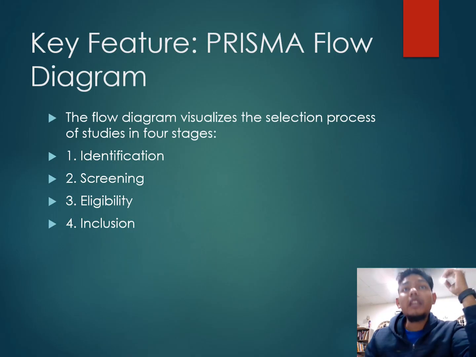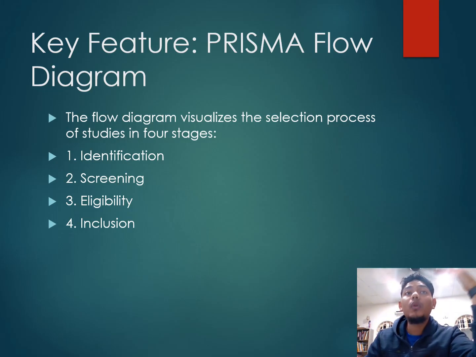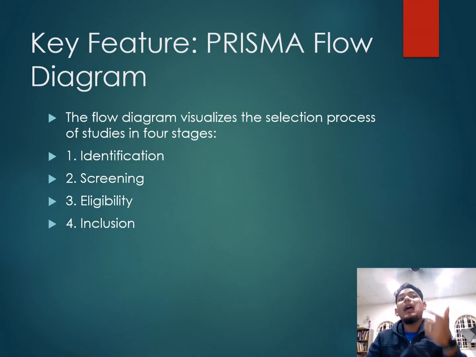So, the key feature of Prisma is the flow diagram, which visualizes the selection process of studies in 4 stages. It shows us the 4 stages of study selection. The first one is identification, and then the second one screening, eligibility, and inclusion. You will see this later.